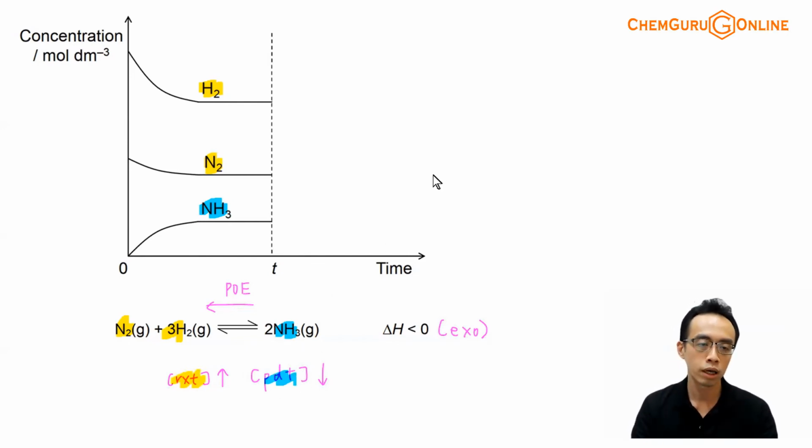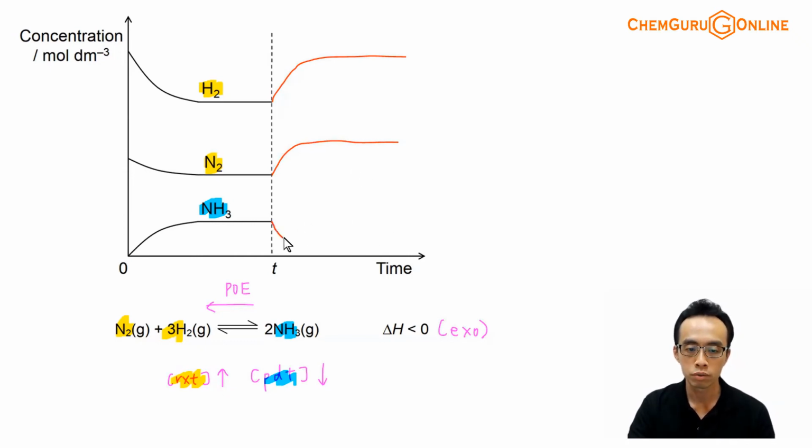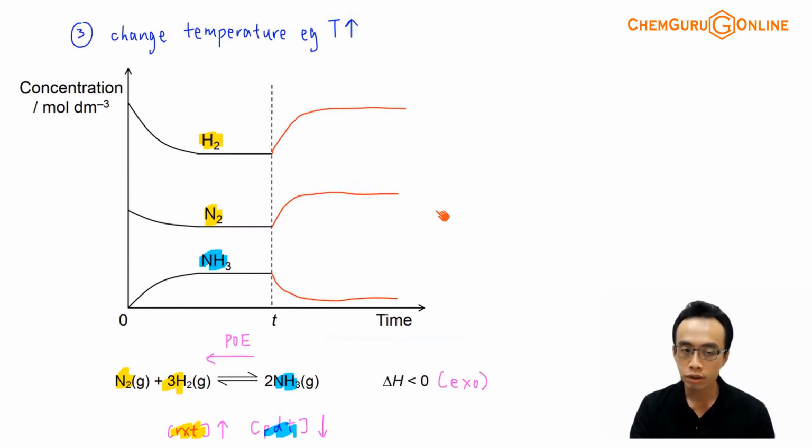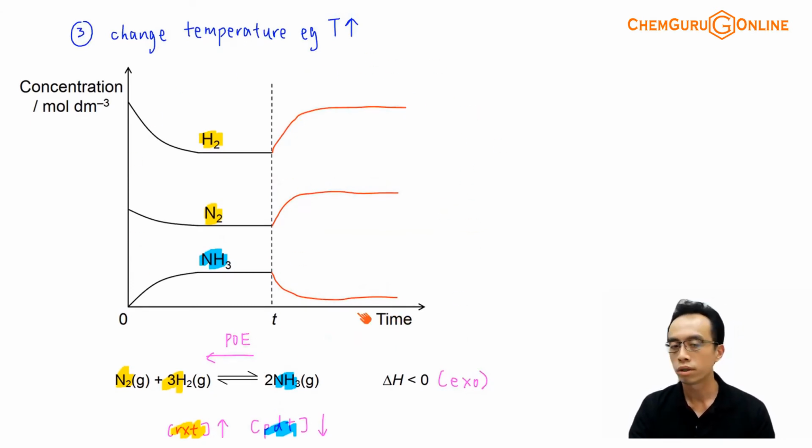So if I try to put it back to this concentration time graph, how will the graph look? I'm forming more reactants, so the concentration of your H2 will increase, then after that it stabilizes. Involving N2, it will also increase, then after that it stabilizes. Then involving ammonia, which is the product, the concentration will decrease, then after that it will stabilize. So we would expect, if there's an increase in temperature, the concentration time graph for this system will look something like this.